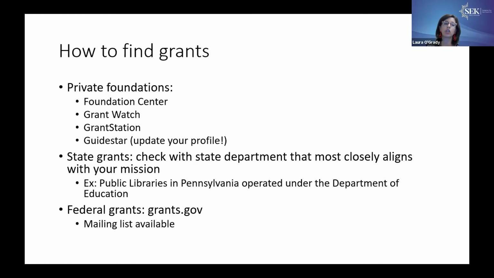For state grants, you should check with the state department that most closely aligns with your mission. For an example, public libraries in Pennsylvania are operated under the Department of Education, so that's where you'd go to seek grant funding. For federal grants, you should just sign up for the grants.gov listserv, and then you get updates every time a grant becomes available.